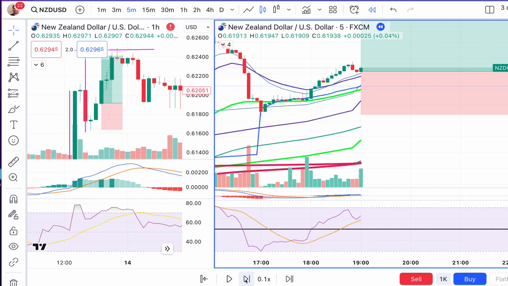But I wouldn't be ready to go here because I would want a double. I would want to see a double bottom. Okay, not a single bottom, but a double bottom at this level.